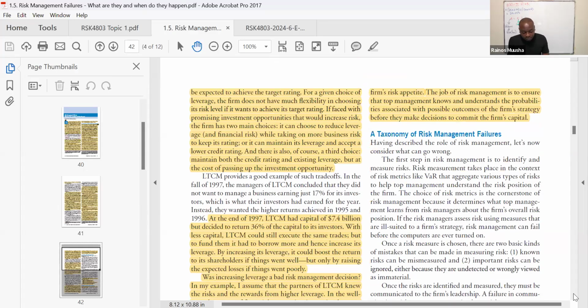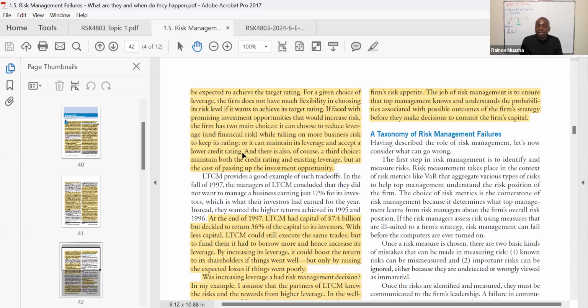For a given choice of leverage, the firm does not have much flexibility on choosing its risk level if it wants to achieve its target rating. If faced with promising investment opportunities that would increase risk, the firm has two main choices. It can choose to reduce the leverage and the financial risk while taking on more business risk to keep its rating, or it can maintain its leverage and accept a lower credit rating.